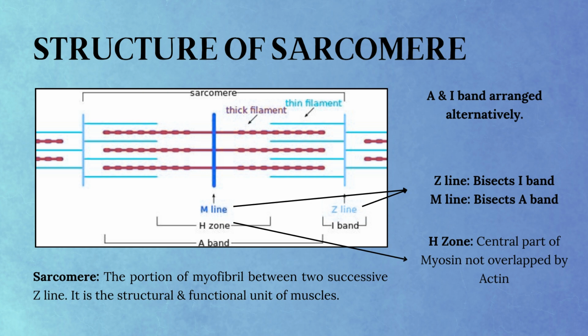Now let's see the structure of sarcomere in detail. Sarcomere is the portion of myofibril between 2 successive Z-lines. It is the structural and functional unit of muscles. A and I bands are arranged alternately along the sarcomere. Z line bisects I band. M line bisects A band. H zone is the central part of myosin not overlapped by actin.